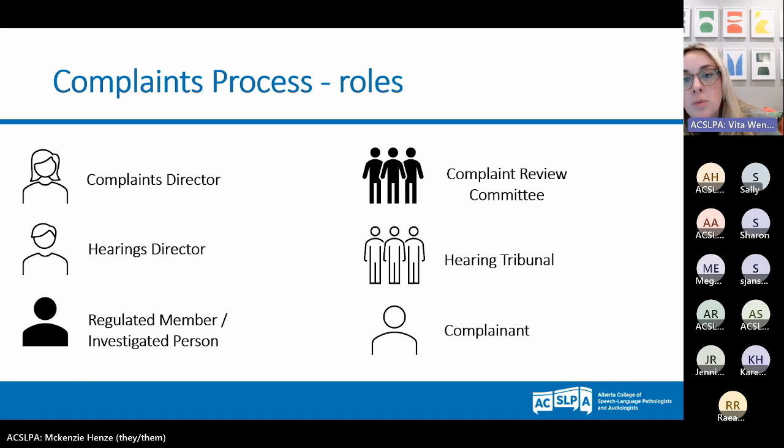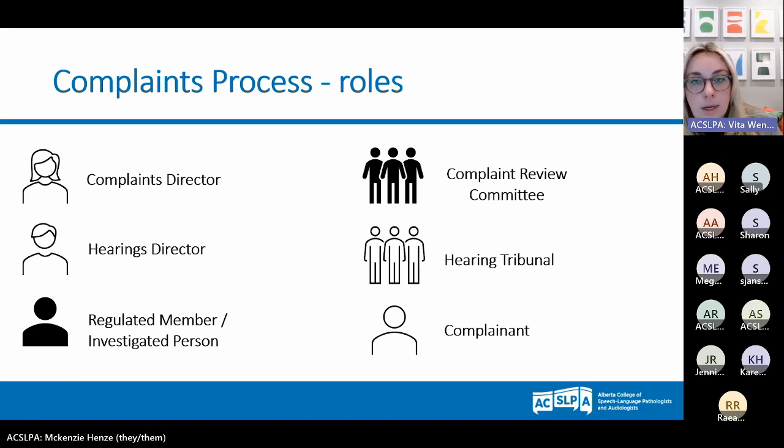It's important to know that the complaints director can't be the hearings director and also can't be on a hearing tribunal, in the sense that these roles are defined within the Health Professions Act, the guidebook, to ensure that certain fairness exists and certain rights exist, and also that certain people are not being both an investigator potentially and a decision maker, and then ultimately on the tribunal. So there's a reason for these roles being separated out. On the bottom, you see a regulated member or investigated person. There are different ways within the Health Professions Act that a practitioner such as an SLP or audiologist may be referred to. It is an investigated person after an investigation occurs, which we'll be talking more about.